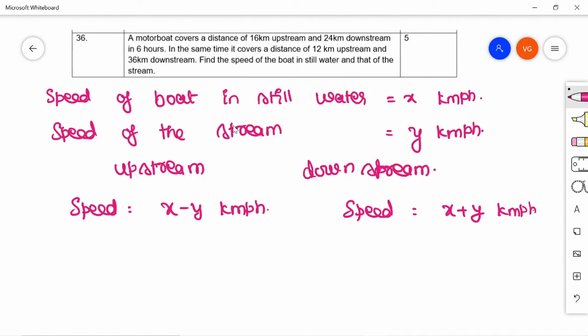So you are given, see, two cases they are discussing. A motorboat covers a distance of 16 km upstream and 24 km downstream in 6 hours.